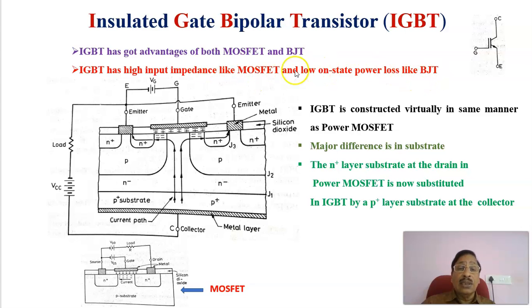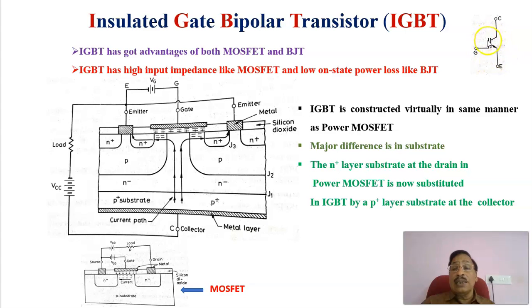IGBT has the advantages of MOSFET and BJT: the switching loss is less, as well as the conduction loss is also less. Switching loss is less like MOSFET and conduction loss is less like a bipolar junction transistor. Therefore, IGBT has the advantages of MOSFET and bipolar junction transistor.